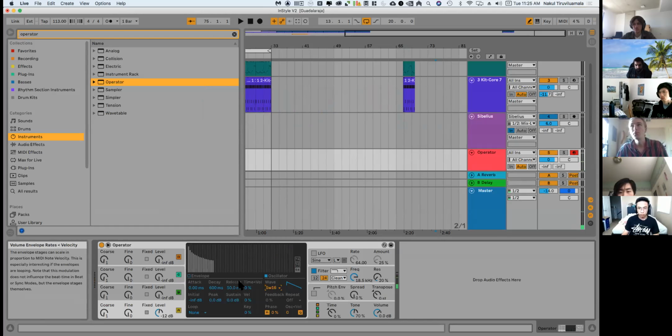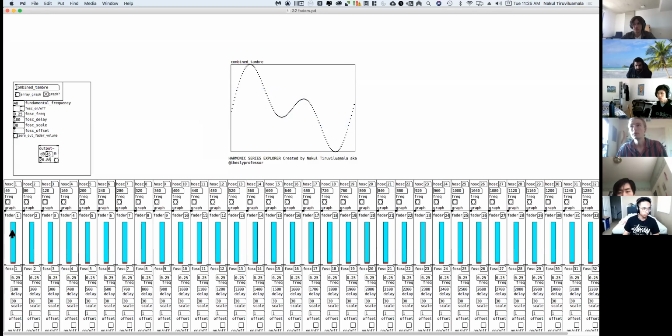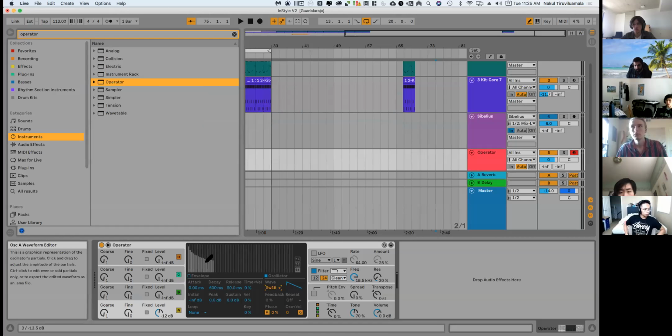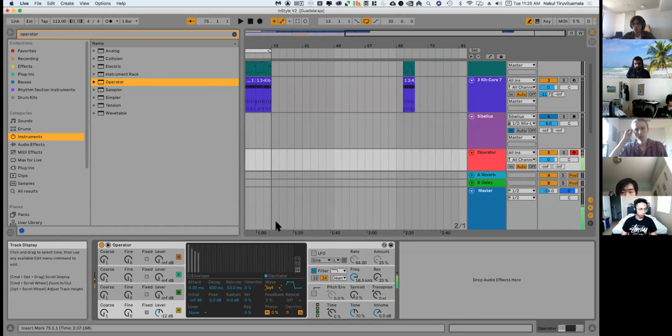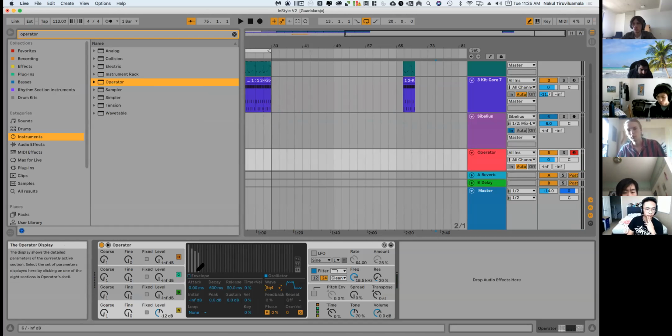Okay, so I'm not going to actually do this, but if I made the shapes of all of these blue faders match this little graph right here, I would get the same exact sound that I'm playing right now. Right? So if I go to a square wave, for instance, what you're seeing and hearing are only the odd numbered harmonics, right?